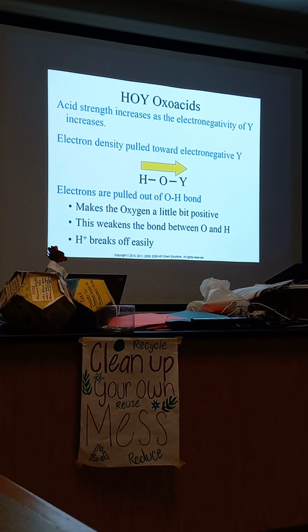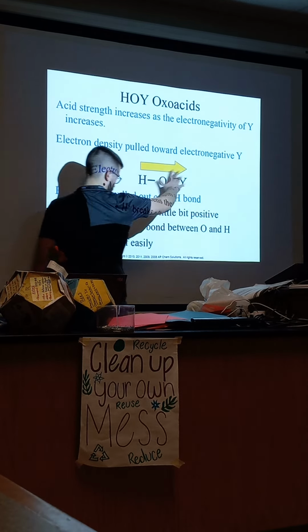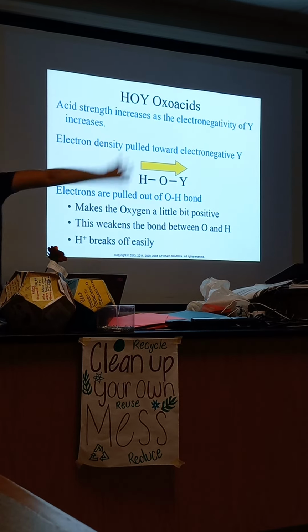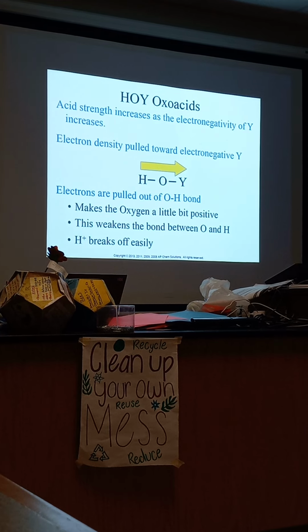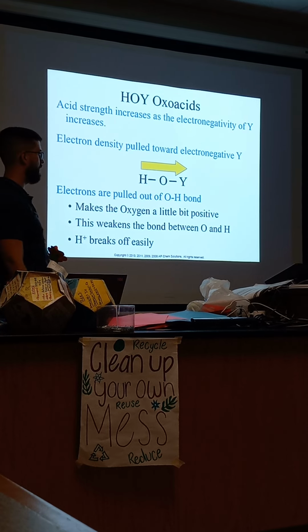Okay? So, the more electronegative the right side of the O is, the easier the H comes off. So, the more electronegative Y is, whatever Y is, that means it's easier for the H to come off. Then that means it's a stronger acid, because Y is pulling more of the negative.